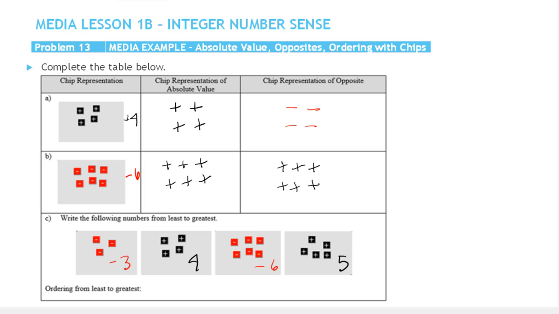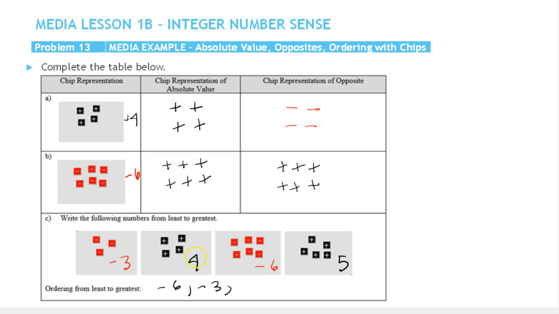So if we want to order these from least to greatest, remember negative numbers are always less than positive numbers. And the more negative chips you have, the less you are relative to other chips. So negative 6 chips is actually the least number in this list. Then we have the other amount of negative chips, which is negative 3.